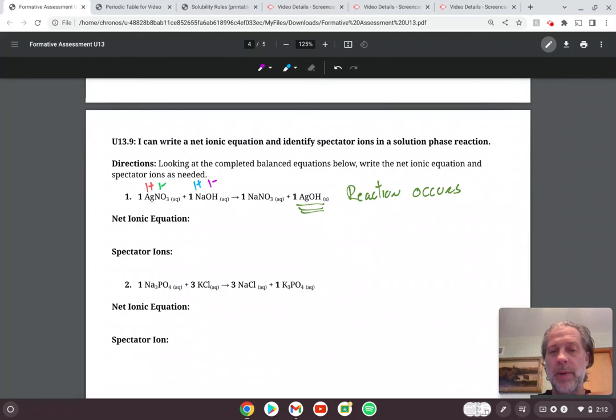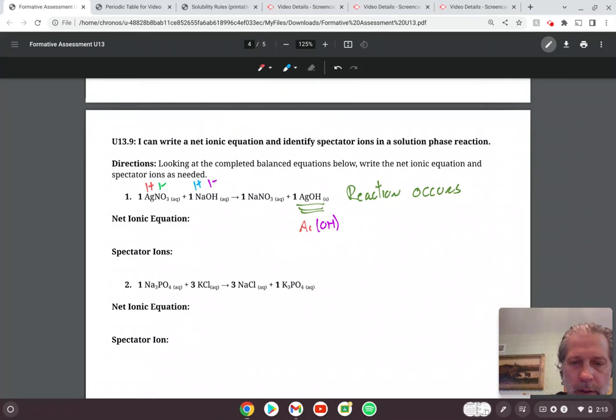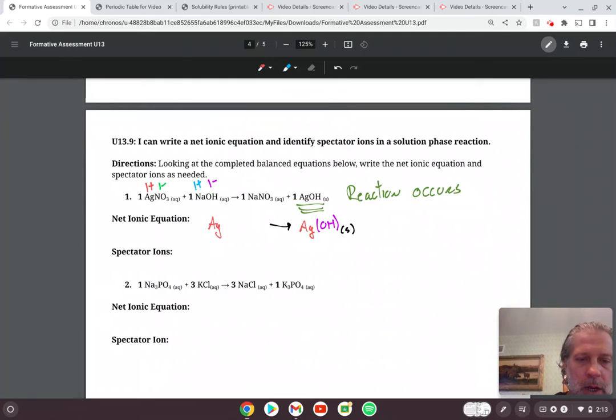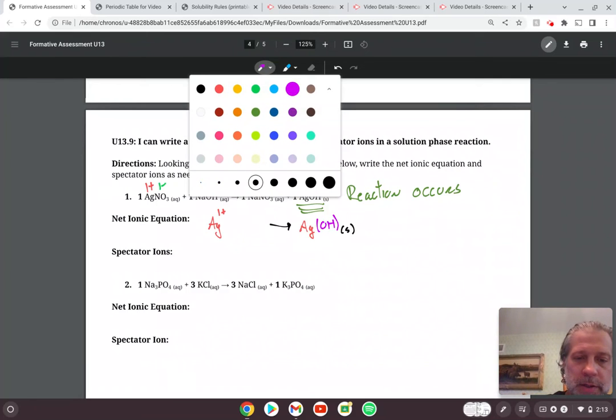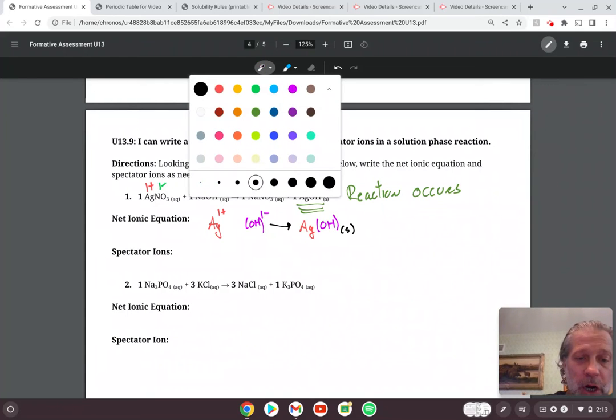So I always start by writing the solid, or work backwards. So I write the solid first. So that means that I have AgOH as my product. I know that it's a solid because that's the state of matter that it's in. And then I'm going to grab the ions that make up the solid. So I see that silver is present, so that's going to be my Ag, and we've already identified that it's a +1, which is pretty important. And then the OH is present, and we've already identified that's a -1. And the charge, again, is really important.